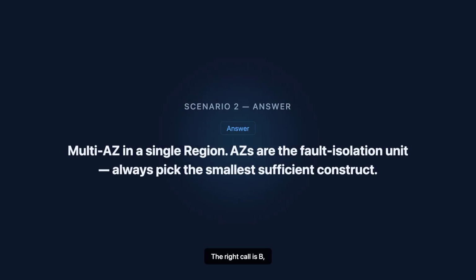The right call is B, multi-AZ in a single region. AZs are the unit of fault isolation inside a region, and on these questions, the smallest sufficient construct always wins. Don't overbuy.